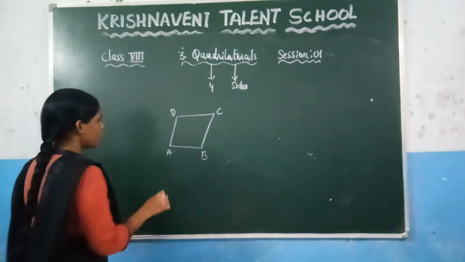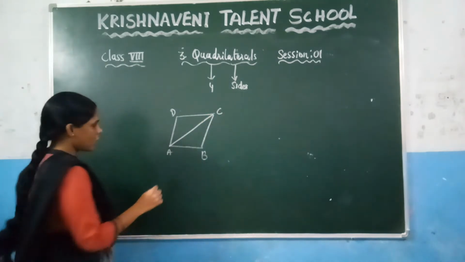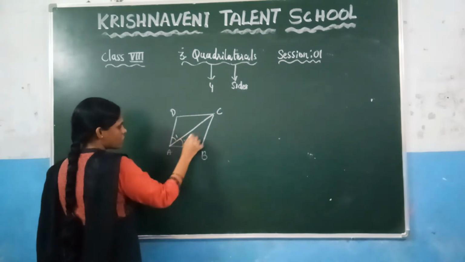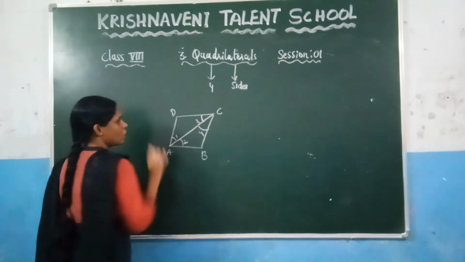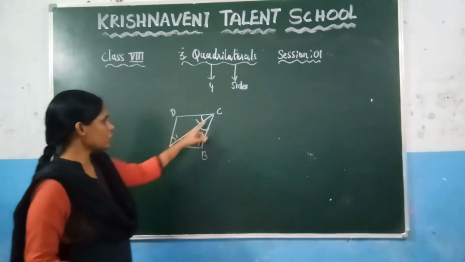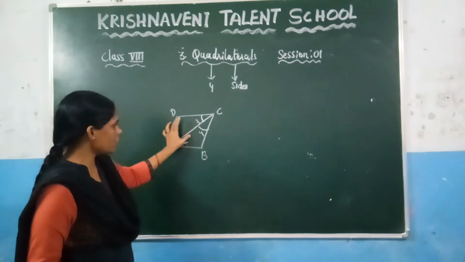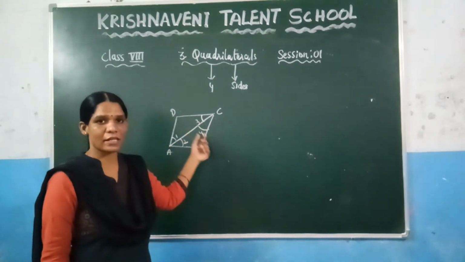Now draw one diagonal here, and here mark the angles. Let us mark this angle as 1 and this angle as 2. Similarly, here this angle as 3 and this angle as 4. Now you can observe that if you draw one diagonal, two triangles are formed, and you know that the sum of the angles of a triangle is 180.